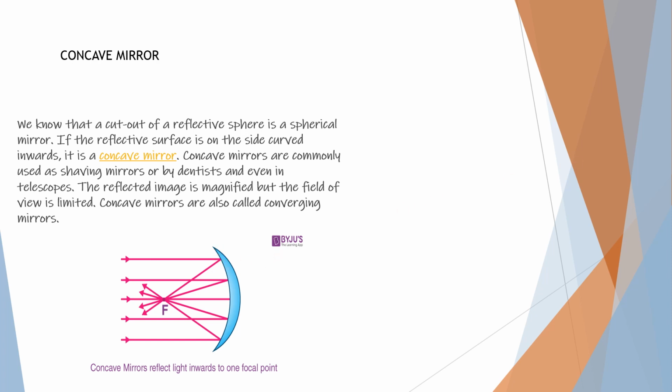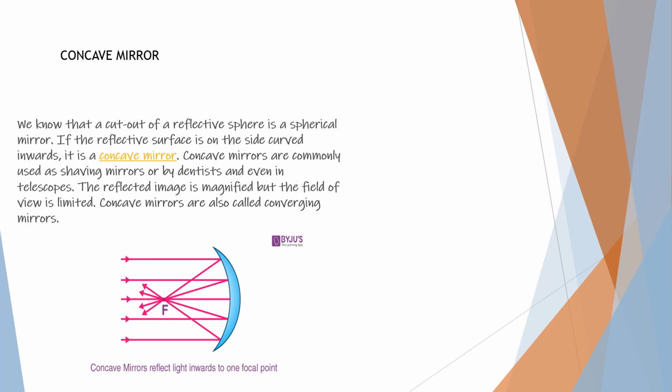Now what is the nature of the image formed by a concave mirror? When an object is close to the mirror, the image formed is real, inverted and enlarged. Uses of concave mirror: used to magnify objects, used by dentists to obtain a magnified image of teeth, used in solar heaters, flashlights, headlights of cars, etc.